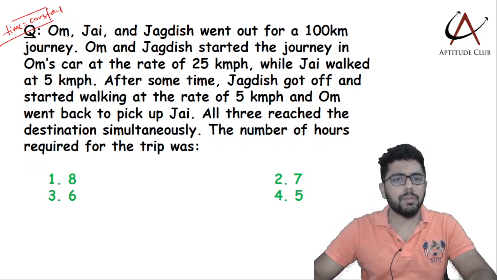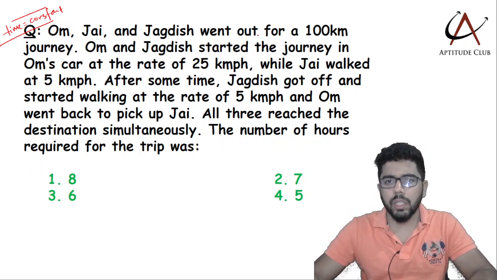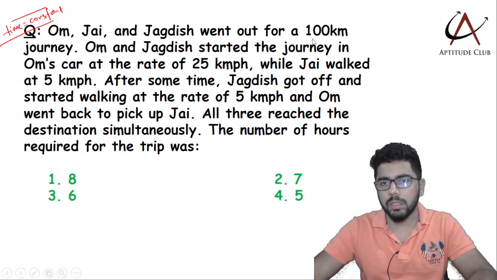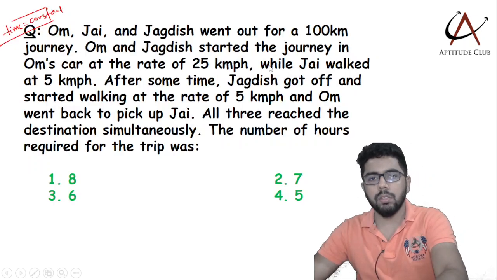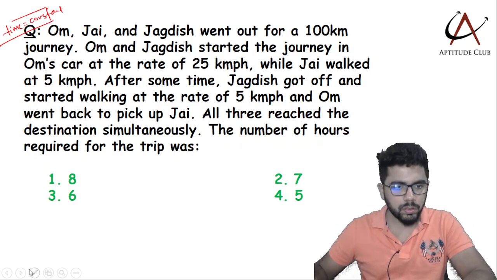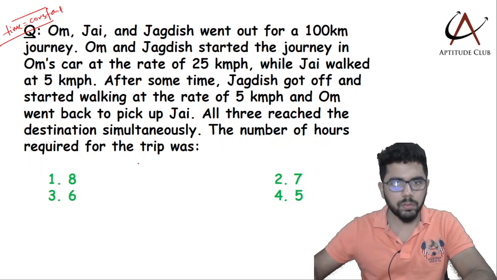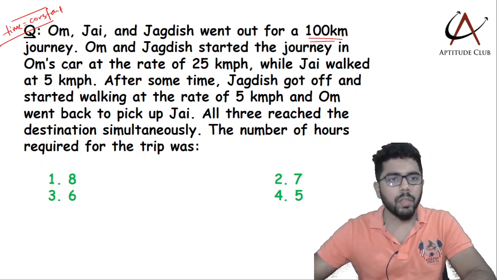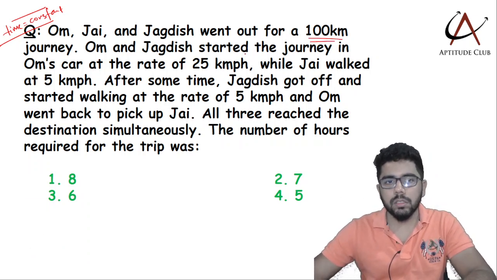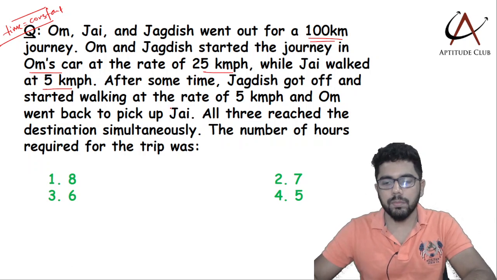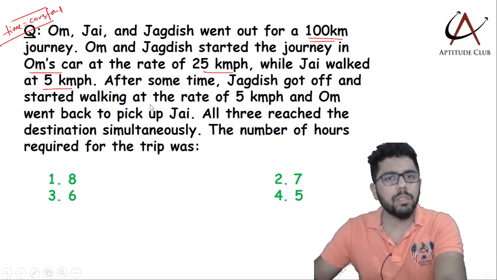So there are three friends, Om, Jay and Jagdish, and they went out for a 100-kilometer journey. So the total distance to be traveled here is 100 kilometers. Now Om and Jagdish started the journey in Om's car at the rate of 25 km per hour, while Jay walked at 5 km per hour. So let us try and put it in the form of a diagram.